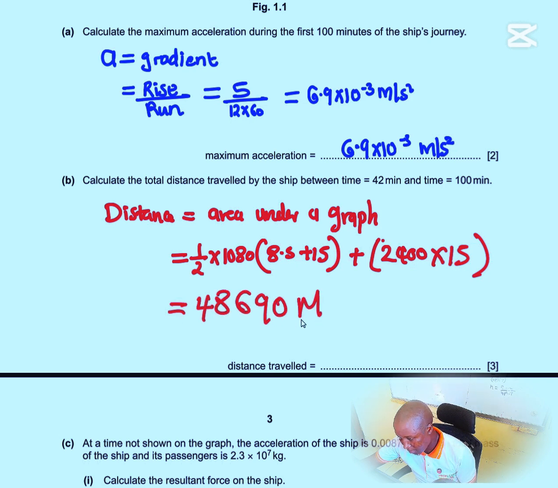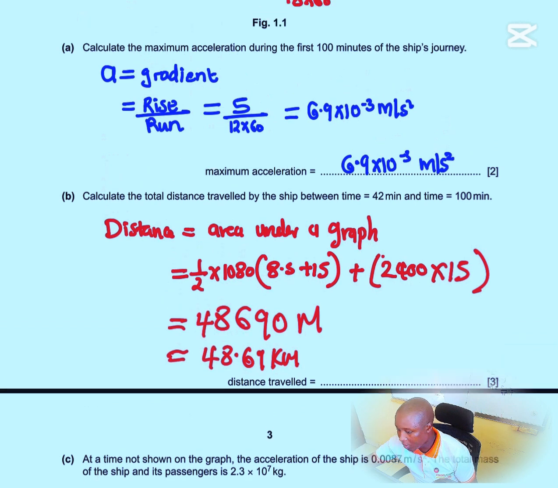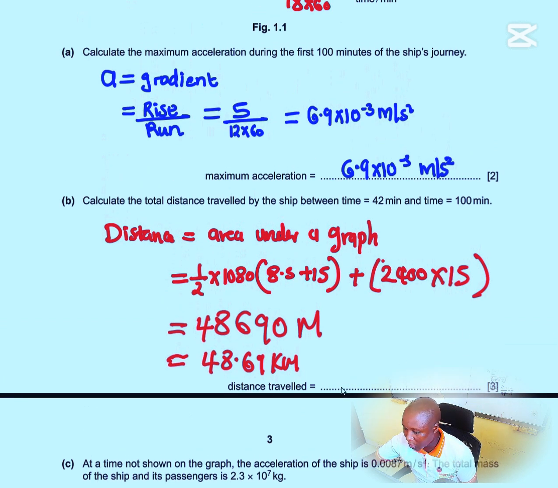So the total distance becomes 48,690 meters. And in the event you are asked to convert meters to kilometers, you need to divide by 1,000, and that becomes 48.69 kilometers. This question did not really specify in which unit you are to give the answer, so you can decide and give it as 48.69 kilometers.